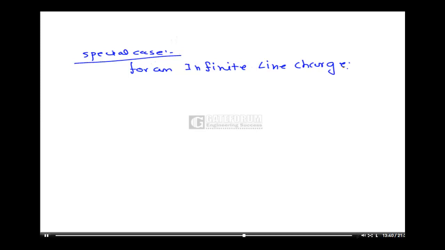So now we will consider a special case. What is that special case? It is for an infinite line charge. If it is a finite line charge, we have to follow the conventional procedure. But generally there are some special cases for an infinite line charge. Infinite line charge means point A is at 0 0 minus infinity, point B is at 0 0 infinity.